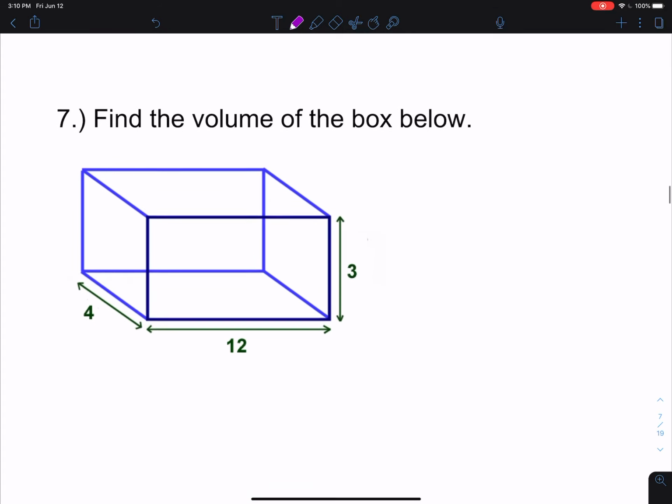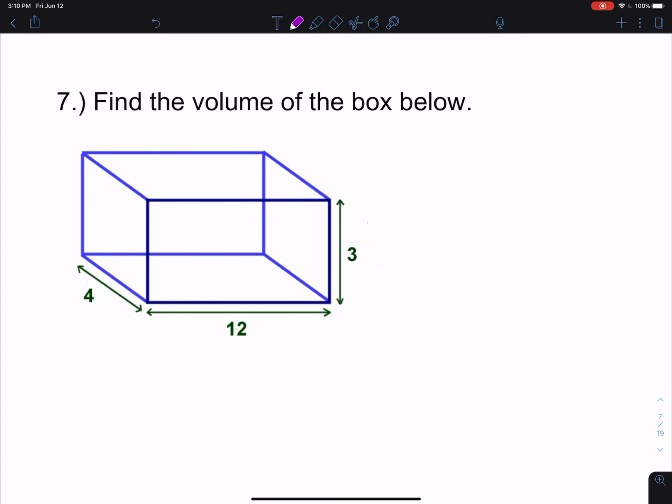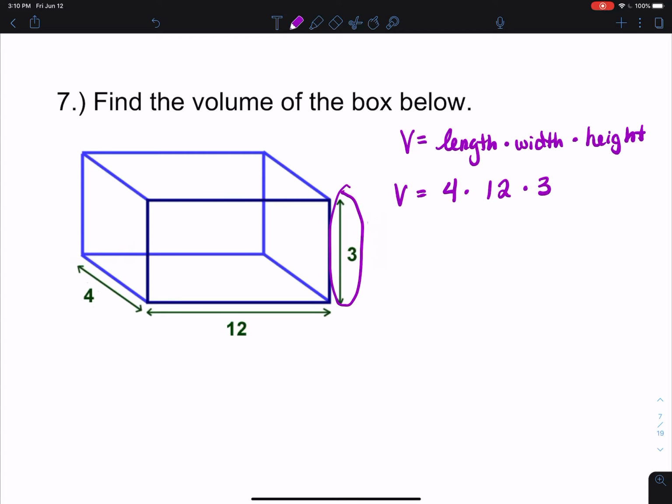So speaking of volume, let's find the volume of the box below. When we're talking about the volume of our box, the formula for our volume is the length times the width times the height. And in this case, right, this 3 would be the height. Our base is this rectangle that's 4 by 12, and then the height is how high up the box goes. So we'll have 4 times 12 times 3. When we multiply those numbers out, it gives us 144.